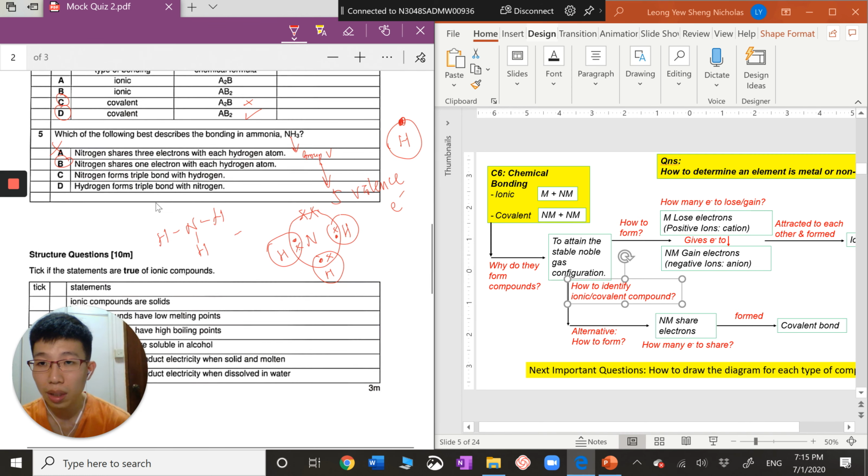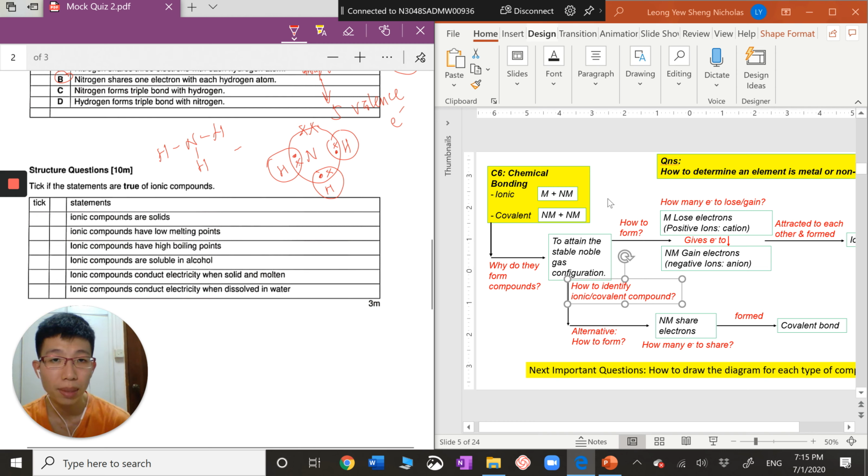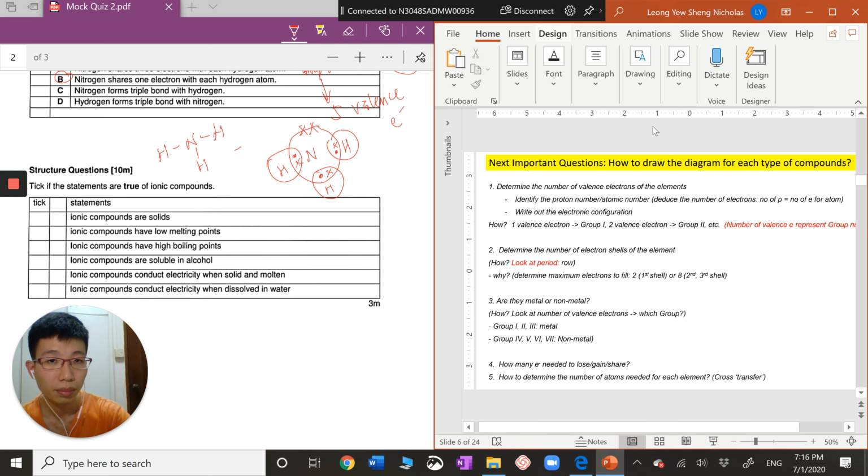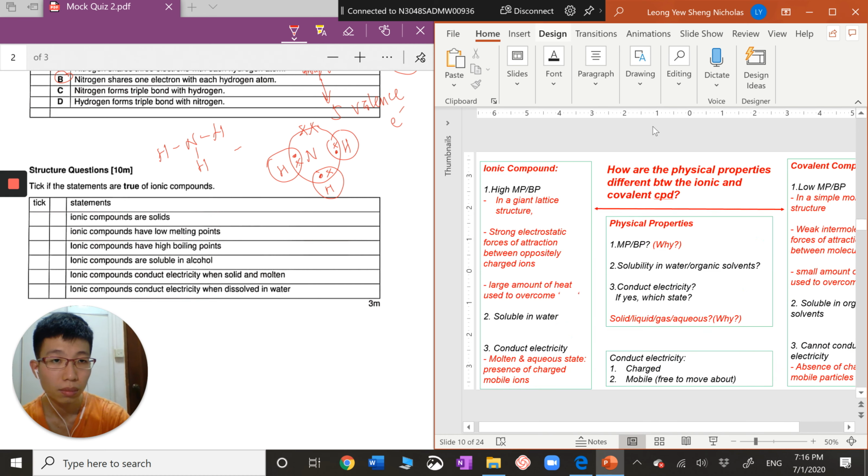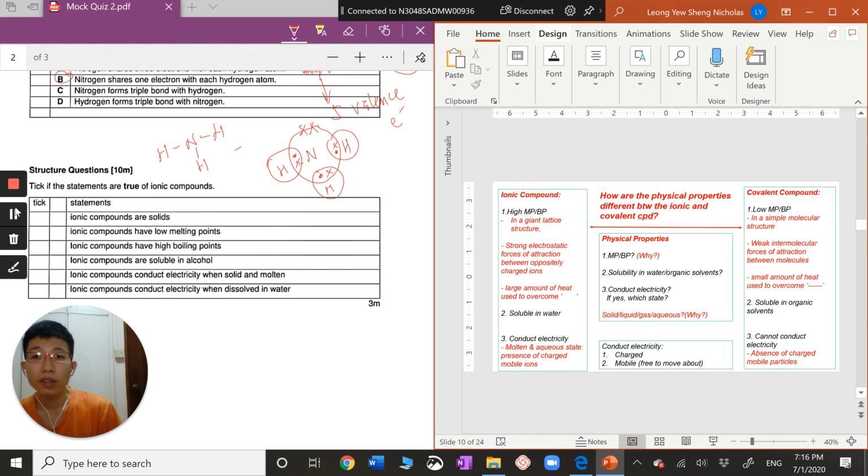So moving on to structure questions, true false statements. Let me bring you to the mind map. Which statements are true of ionic compounds? Ionic compounds are solid. This one is true, because ionic compounds have high melting and boiling points. Since they have a high melting point, you need high temperatures to melt them into liquid. That's why at room temperature, they remain as solid.